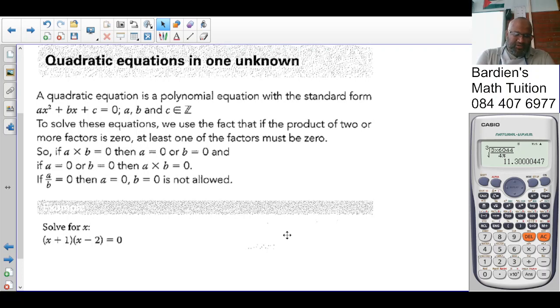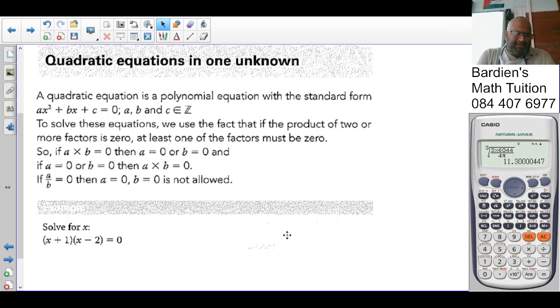To solve these equations, we use the fact that if the product of two or more factors is 0, at least one of the factors must be 0. Very important. So if a times b is equal to 0, then a is equal to 0 or b is equal to 0. If a is equal to 0 or b is equal to 0, then a times b has to be 0. If a over b is equal to 0, then a is equal to 0, and b equals 0 is not allowed. Why can b not be equal to 0? The equation again will come to be undefined.